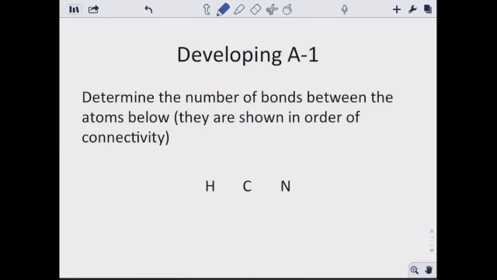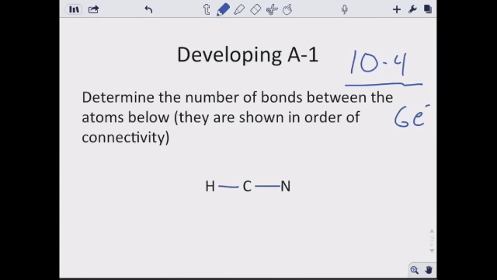So let's look. It says determine the number of bonds between the atoms below. They are shown in order of connectivity. So when we're looking at this, again, what we do is we start with how many valence electrons we have. Hydrogen brings 1, carbon brings 4, nitrogen brings 5, for a total of 10. So we get to work with 10. Well, first thing we do is make a bond. That took care of 2 right there, 2 right there, so a total of 4. Minus 4, we're down to 6. So we have 6 electrons left.